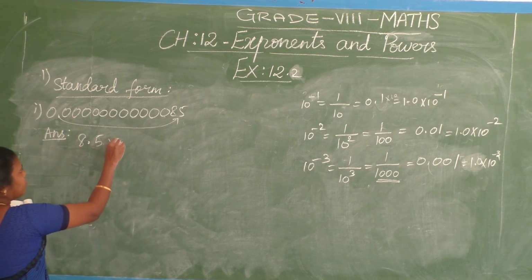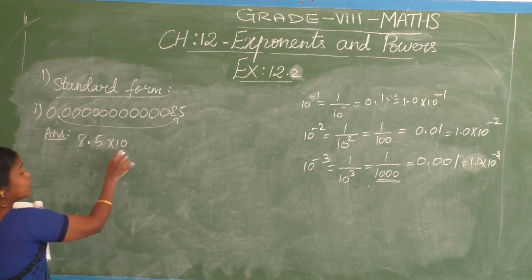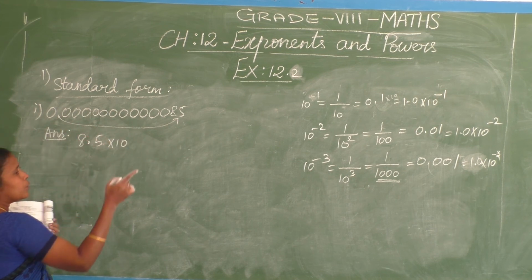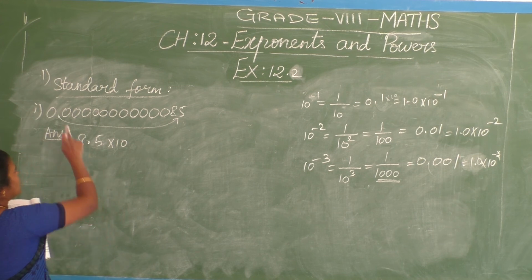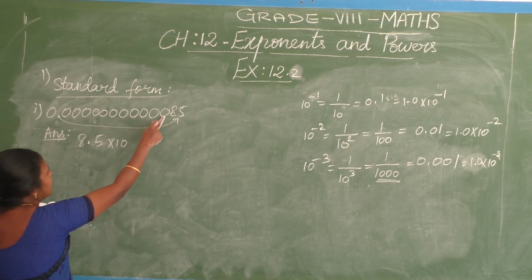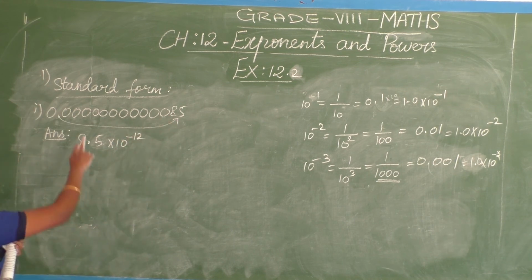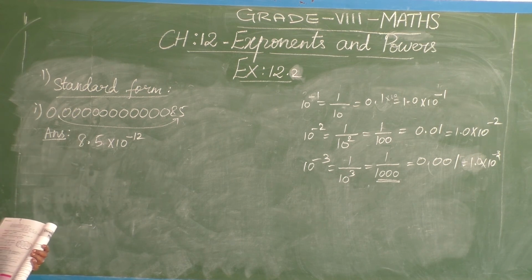I am keeping it here. So however many digits you moved, that is what you have to keep in the counting. So 8.5 into 10 power, exponential form. How many digits moved from left to right? Left to right means negative power arises. 1, 2, 3, 4, 5, 6, 7, 8, 9, 10, 11, 12. So minus 12. That's all. The standard form of this decimal number is 8.5 into 10 power minus 12. Understood?